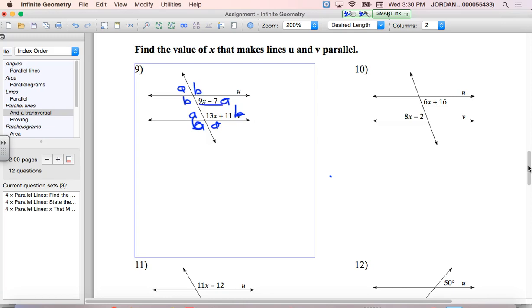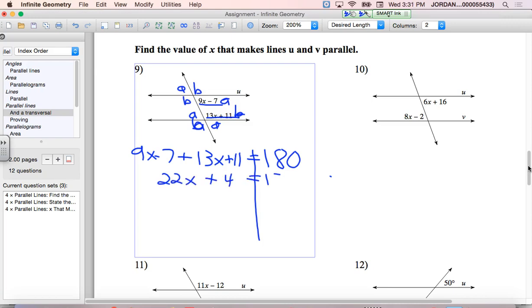Okay, so one of them is an A and the other is a B. That means they should add up to 180 to make the lines parallel. So we're going to add them up, 9x minus 7 plus 13x plus 11 to equal 180. In order for those two to be parallel, those two angles have got to be supplemental. So now we combine 9x and 13x into 22x. Minus 7 and 11 is 4. So we subtract 4. That leaves 22x. And 180 minus 4 is 176.